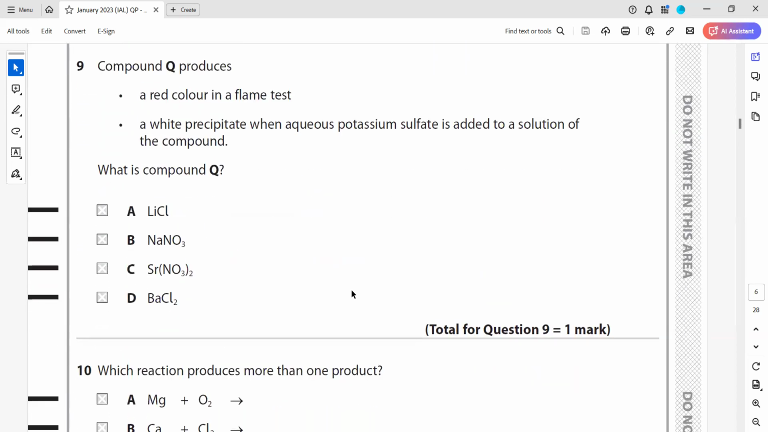Compound Q produces a red color in the flame test. If it is giving a red color, this gives an idea that calcium might be there, or strontium might be there, calcium being brick red. And it gives a white precipitate with potassium sulfate in a compound. So we have potassium sulfate. When Q is added, it will give a white precipitate.